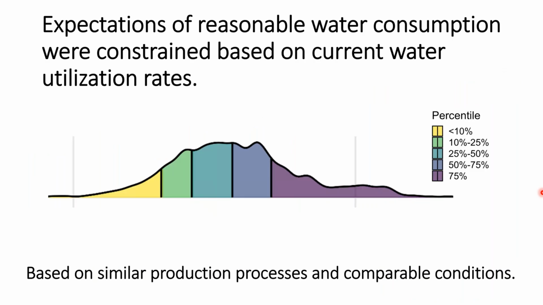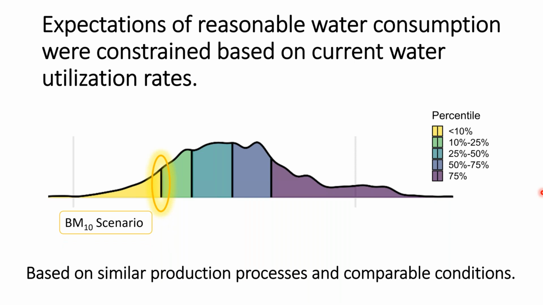One important thing I want to highlight here is this isn't a top-down approach where we say you should be using this much water to do your processes based on some kind of pie-in-the-sky expectation of what reasonable water use is. Instead, we use the data itself to infer what has already been achieved. And so we know that is a reasonable water use, given similar production processes and comparable conditions, especially when we're talking about environmental conditions. We set different benchmark levels to see how much water could be saved depending on where we set that level.